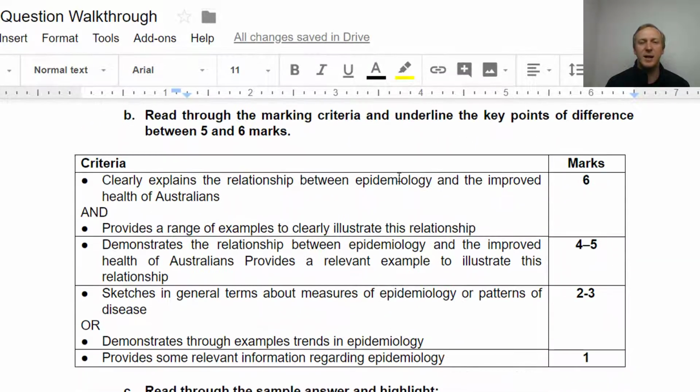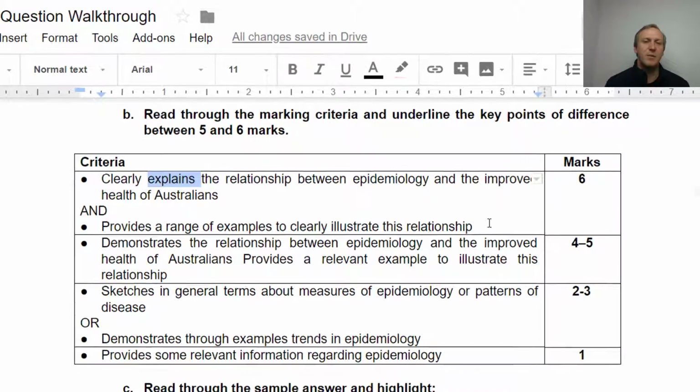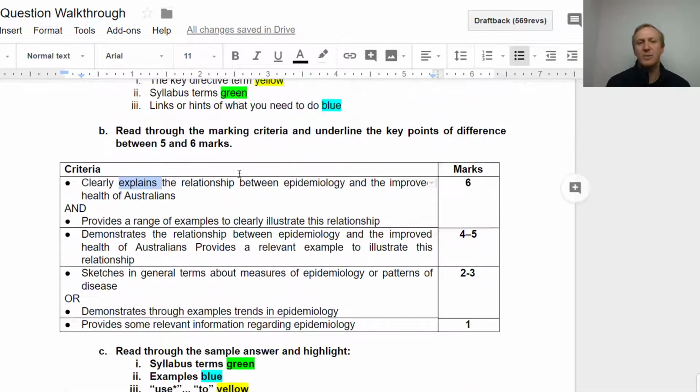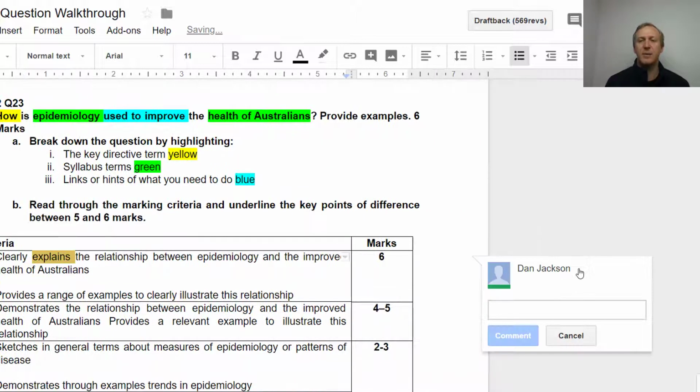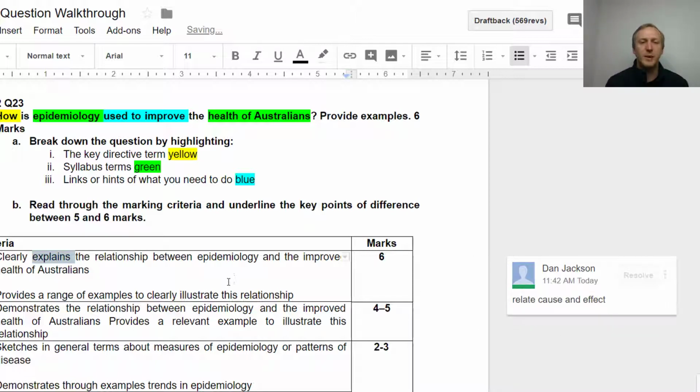And now let's have a look at the marking criteria. As we go through the marking criteria, one of the first things I notice is this word here, explains. Now, explains actually is one of our BOSTES key terms, and that tells me what the how is actually asking me. So clearly explains. Okay, so I'm going to put here the definition of explain, which is to relate cause and effect. Okay, and so that's what I want to make sure I'm doing.